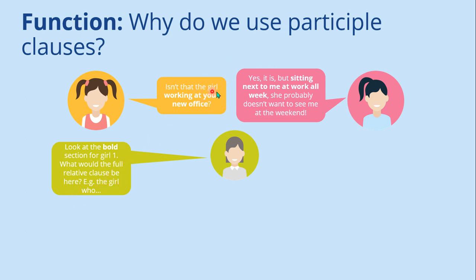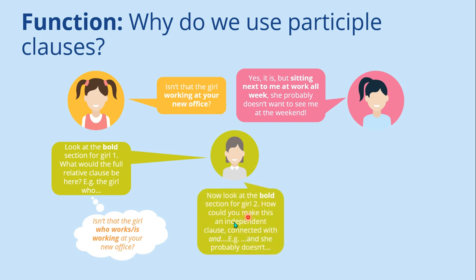Here it is: the girl who is working at your new office, isn't it? Isn't that the girl who works or who is working at your new office? So you can see the use of who works or who is working here, right? But it is not used here. It is replaced, and that is the reason we use the participle clauses here. And look at the bold section for girl number 2, sitting next to me at work all week.